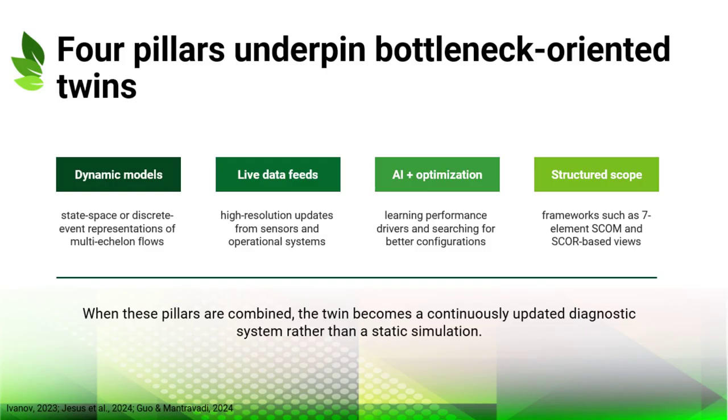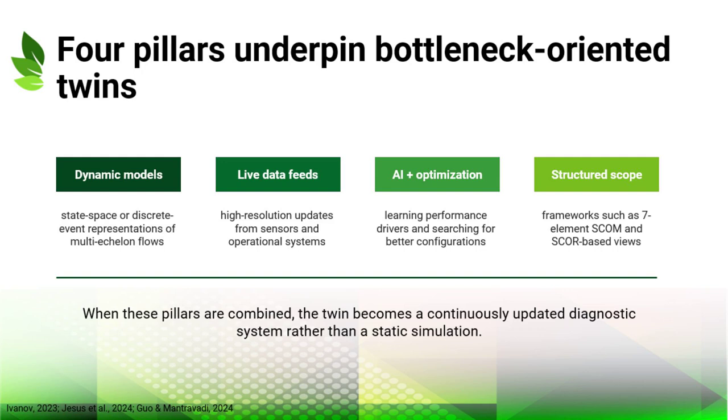The chapter identifies 4 pillars that support bottleneck-oriented supply chain twins. The first pillar is dynamic modeling, including state space equations or discrete event simulation that captures multi-echelon flows. The second pillar is live data, because the twin must be continuously synchronized with sensors and operational systems. The third pillar is integration with machine learning and optimization, which helps identify performance drivers and search for better configurations under stress. The fourth pillar is structured scope.